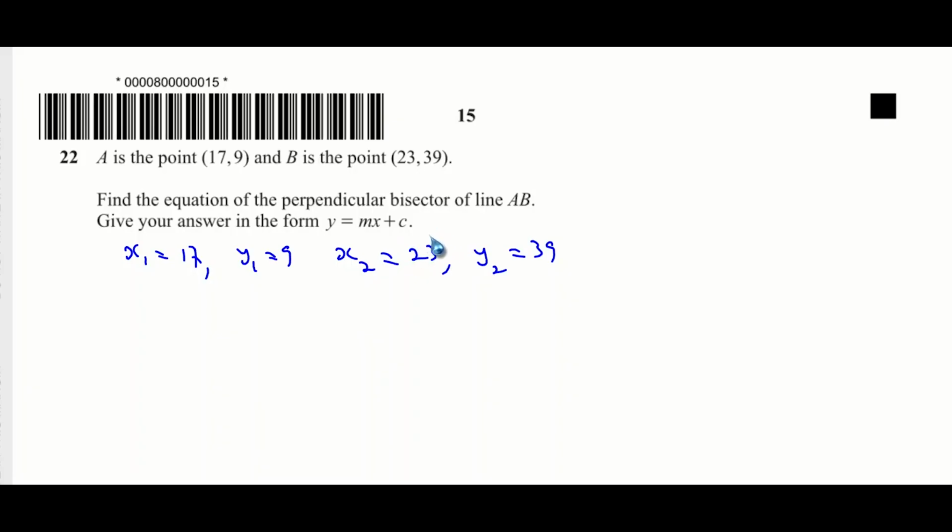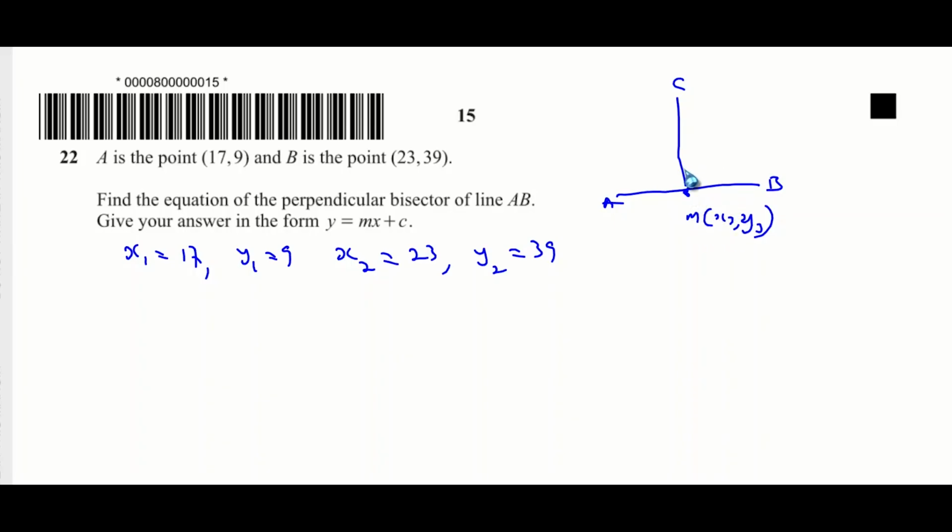Okay, so we need to find the gradient of this perpendicular bisector of line AB. So this is line AB, for instance. So this is AB. So the perpendicular bisector will be like this. We can call this C, and this should be the midpoint of AB. The perpendicular bisector passes through, let's say, we have x1, x2. So let's say this is x3, y3. It passes through this point, which is the midpoint. Okay, so we need to find the midpoint.